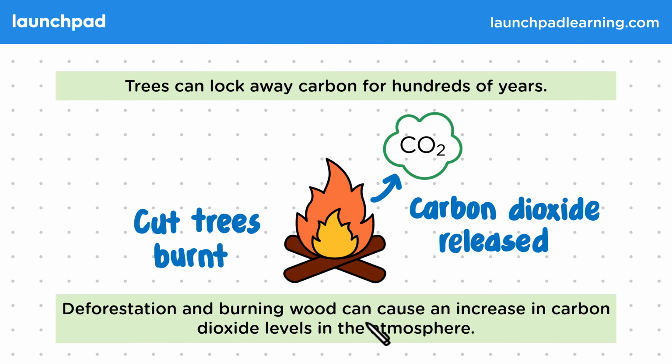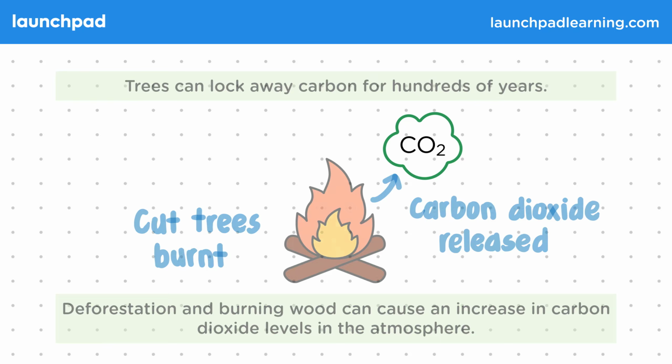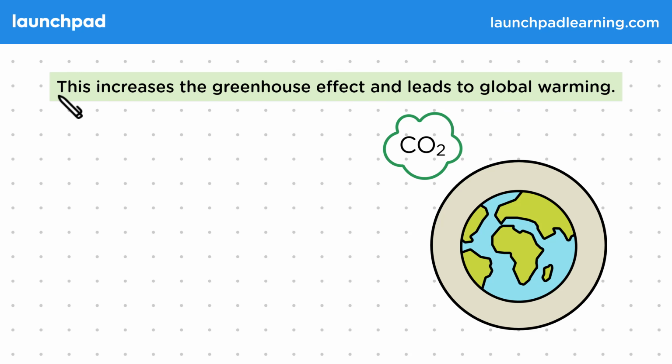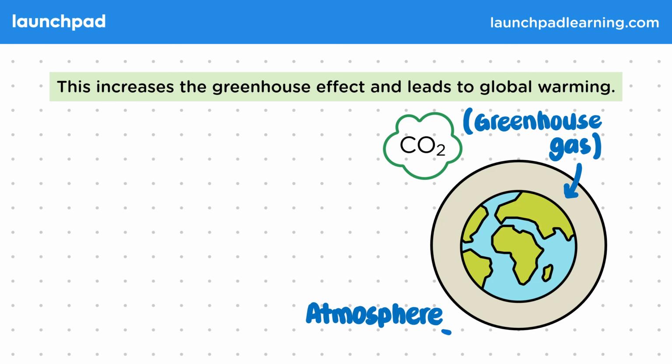Deforestation and burning wood can cause an increase in carbon dioxide levels in the atmosphere. Why is this an issue? This increases the greenhouse effect and leads to global warming. So carbon dioxide is a greenhouse gas, and these build up in the atmosphere. This is covered in more detail elsewhere in your biology course.